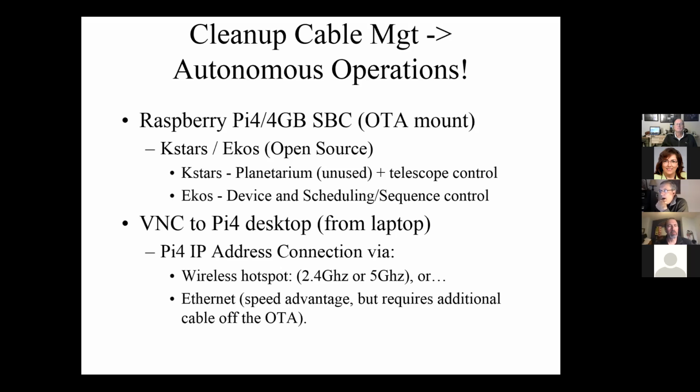I put a Raspberry Pi on the top of the OTA, and it's running the telescope control and sequence control. I'm using KStars and EKOS, which you may or may not have heard of before, but kind of a nice little package. I use VNC or other remote desktop software to get to the Pi 4's desktop from the laptop, and I can communicate either wirelessly or using an Ethernet. Ethernet has quite a speed advantage over wireless, and so I did wind up running 2 cables up because of the speed.